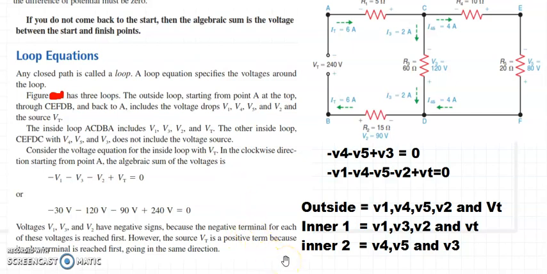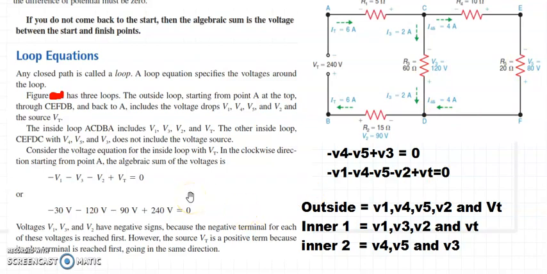We can do this for the outside loop also, and here we see minus V1, minus V4, minus V5, minus V3, plus VT. This will give you 0. And for the second inner loop, it will be minus V4, minus V5, and plus V3, which is again minus 40 minus 80, which makes minus 120, and minus 120 plus 120 equals 0.